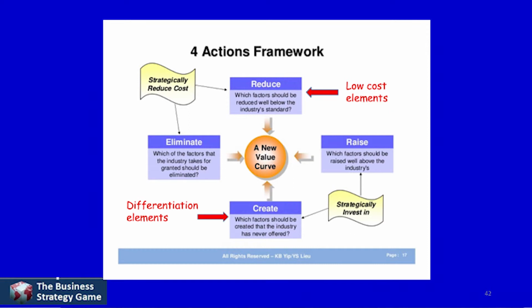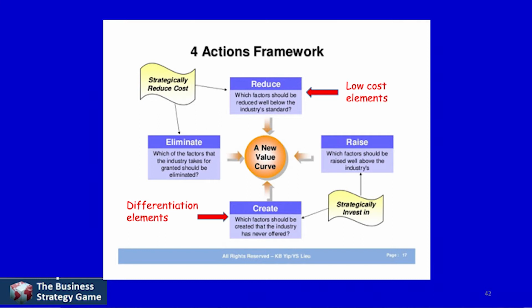So that is how one might go about, how the company could go about reducing and eliminating things that don't have value and increasing or creating values that would be of interest to the customer.